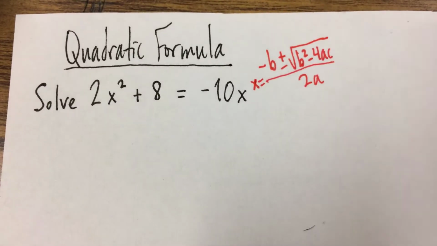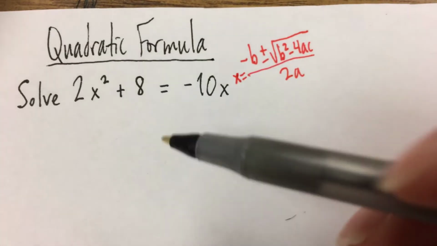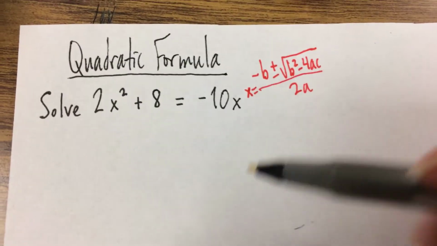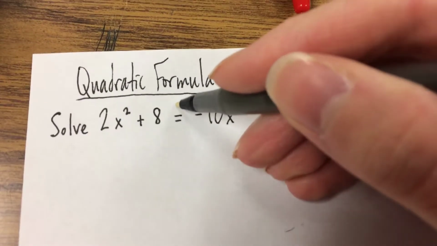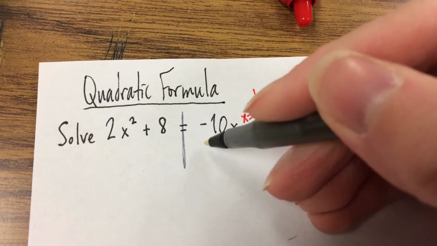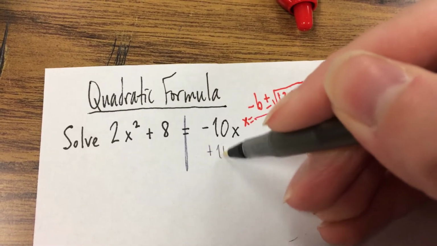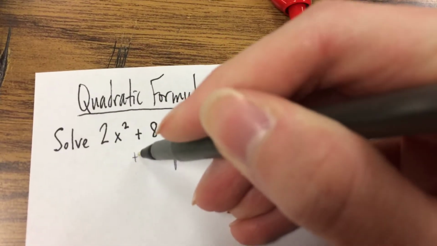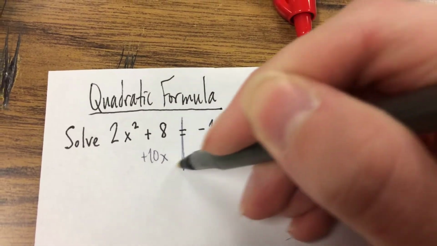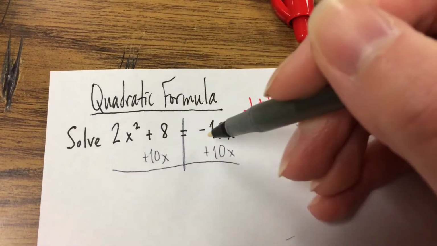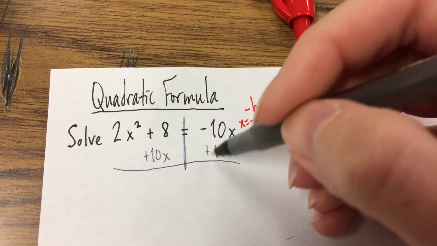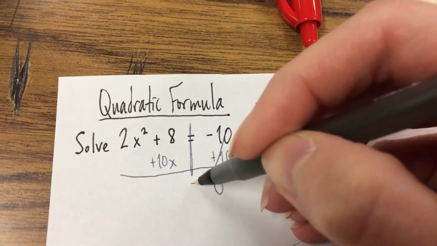Alright, we're going to solve this equation using the quadratic formula. So first of all, your equation needs to be equal to 0, which means in this case we need to add 10x on both sides. And when we do that, since there aren't any like terms here with 10x, it's just going to be added on, so we're going to get a trinomial on the left.